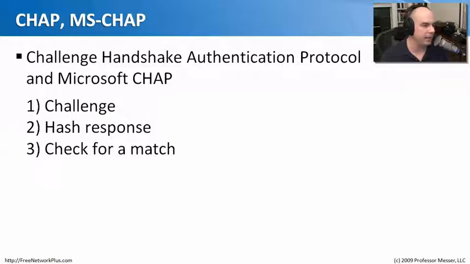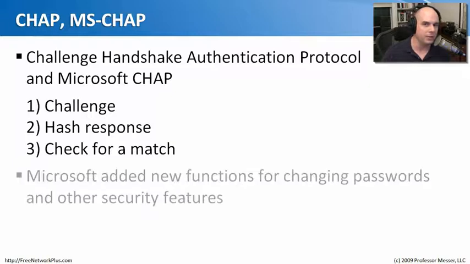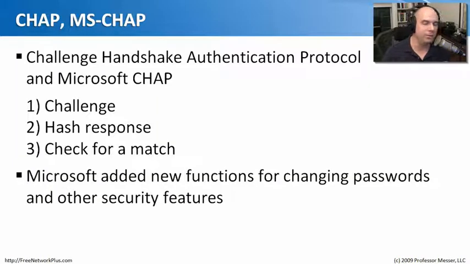There is a response in the form of a hash, and then there's a check for the match. So CHAP, the Challenge Handshake Authentication Protocol, was the original one. And then Microsoft added a couple of extra functions so that you could change the password using it. It added some extra security functionality that was very specific to Microsoft. So as you're setting up remote access or remote authentication methods, and it's saying, are you going to use CHAP, or are you going to use MS-CHAP? This is what it's referring to, those two methodologies.